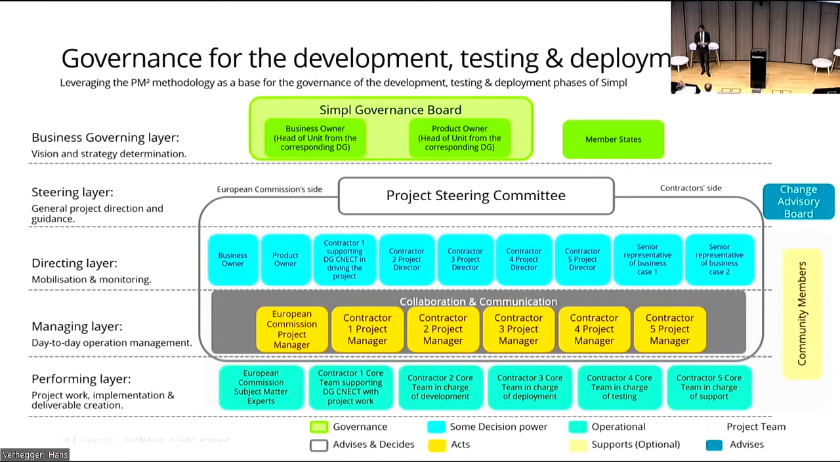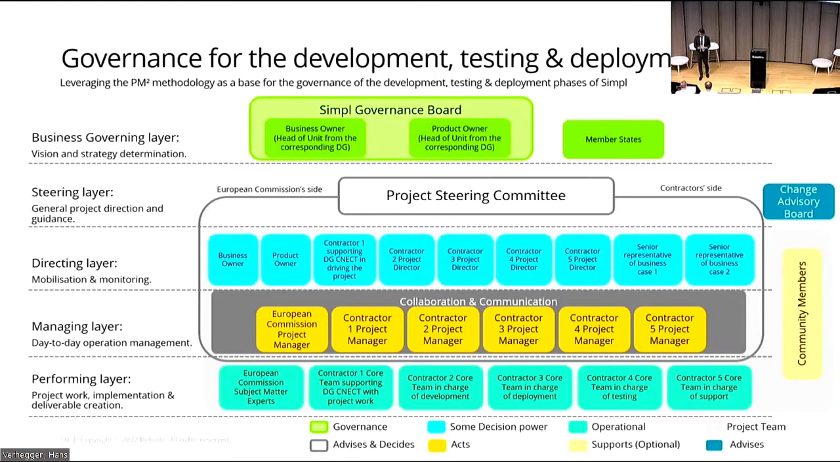Under it, we have the directing layer, which is mobilization and monitoring. There we have on the Commission side the business owner and product owner. The business owner maintains the business case and checks if the outcomes are still in line with the business objectives and its priorities. Then we have the product owner, which is accountable for the product backlog and the technical aspects of the development of the Simpl application.